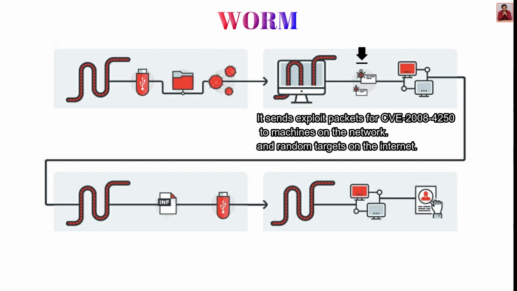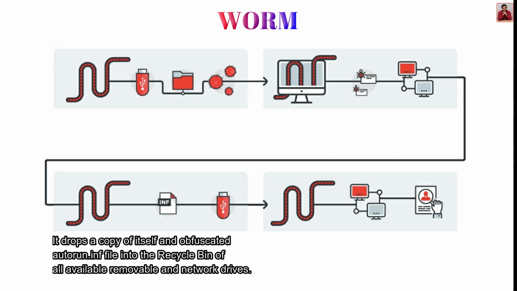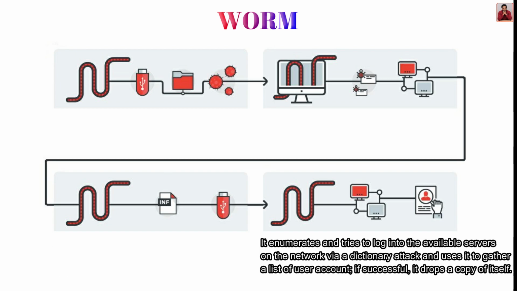It sends exploit packets to machines on the network and random targets on the internet. It drops a copy of itself and an obfuscated autorun.inf file into the recycle bin of all available removable and network drives. It enumerates and tries to log into the available servers on the network via a dictionary attack and uses it to gather a list of user accounts. If successful, it drops a copy of itself.